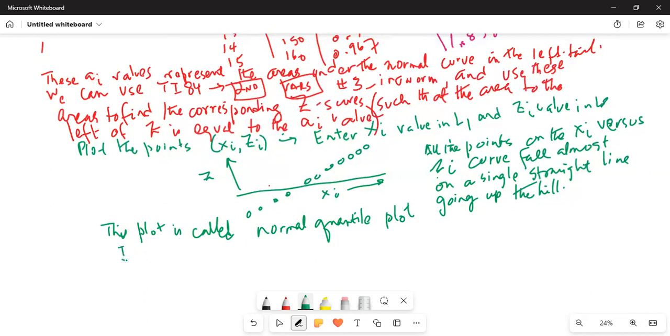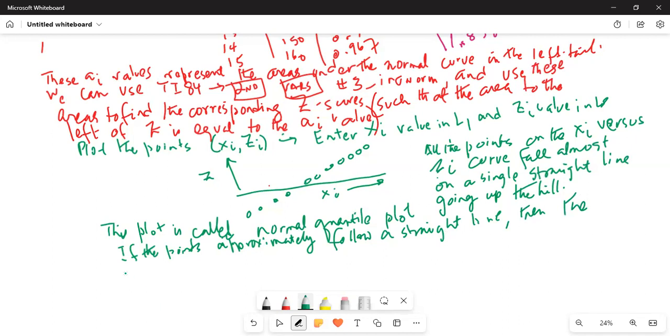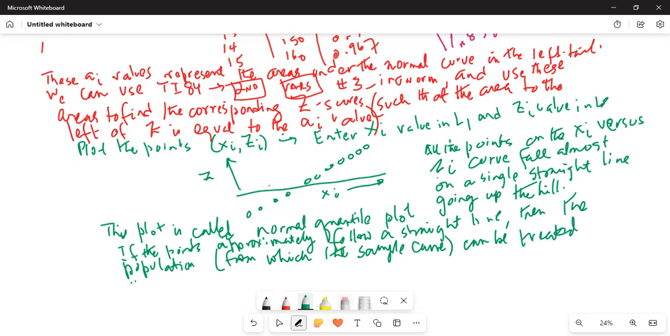So if the points approximately follow a straight line, then the population from which the sample came can be treated as approximately normal, which is true in our case.